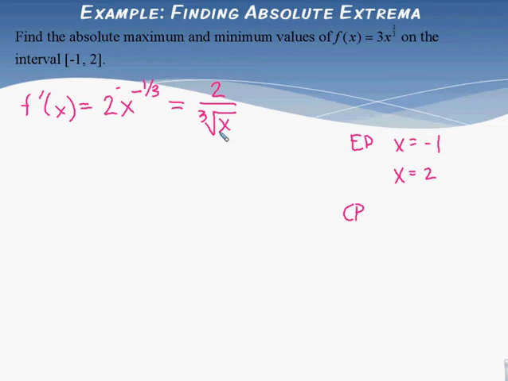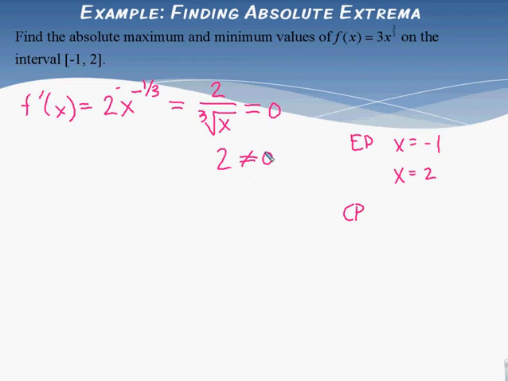And I'm going to set that equal to 0, because a critical point is taking your derivative and setting it equal to 0. When I multiply this cube root of x to the other side, that's going to wipe it out. And I know that 2 cannot ever equal 0. So there is no place where my derivative is equal to 0.